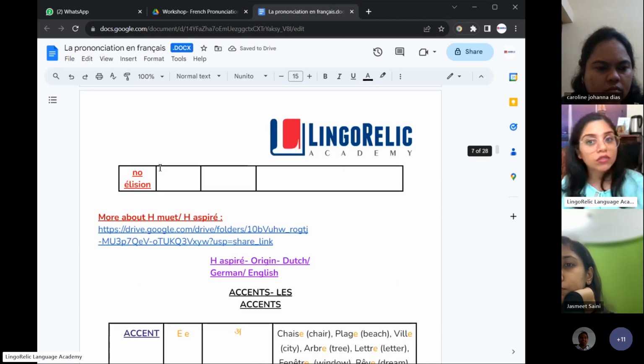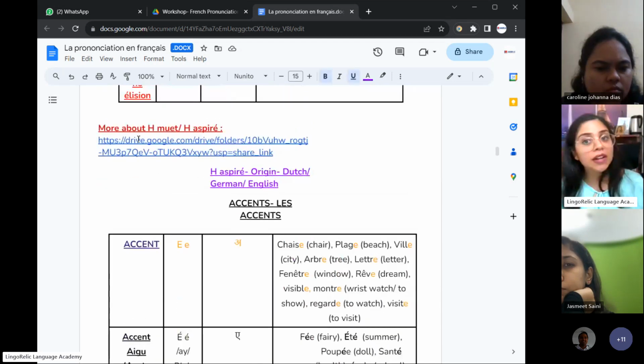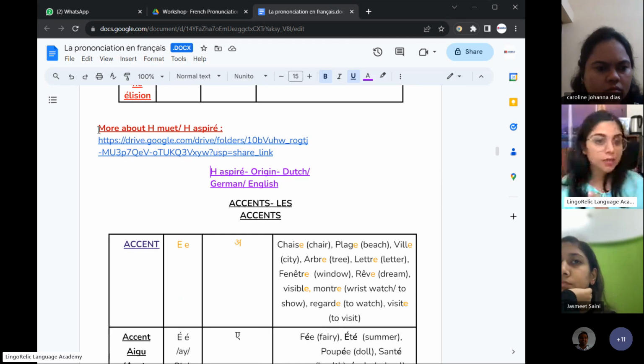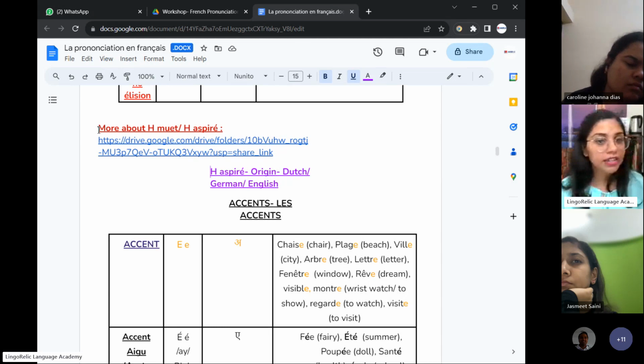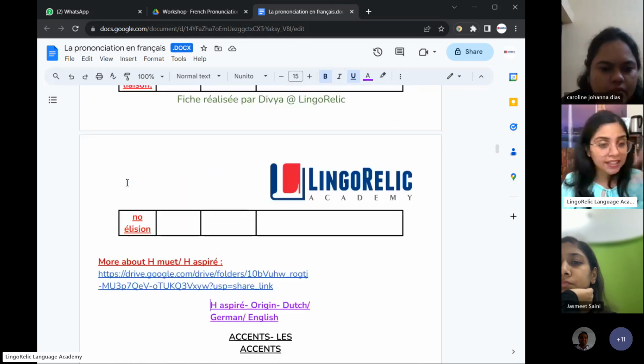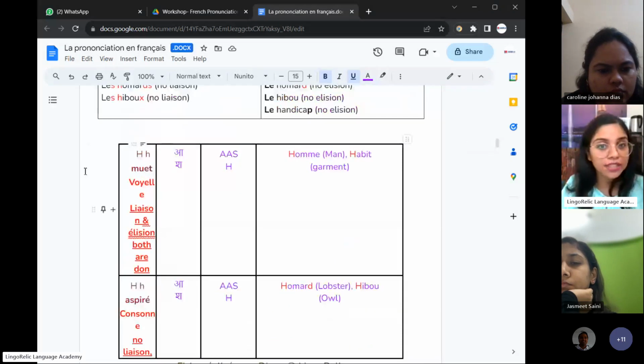So I told you the reason, but again, the question still remains: how are we supposed to identify? Okay, the simple answer is that in this link that I have added today, there is a list of ash mue and a list of ash aspire separate, and this needs to be memorized. There is no other way. You just have to memorize this. All right. At this point, if you have a confusion related to the liaison, elision, ash mue, or ash aspire, please tell me. I can clear it.